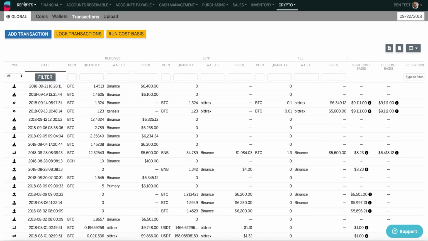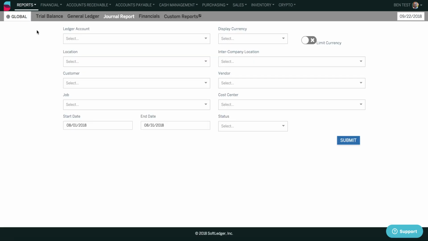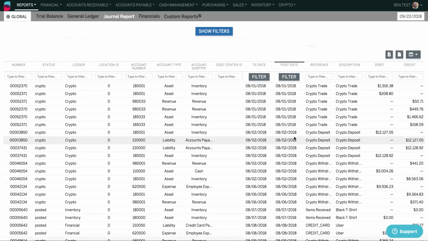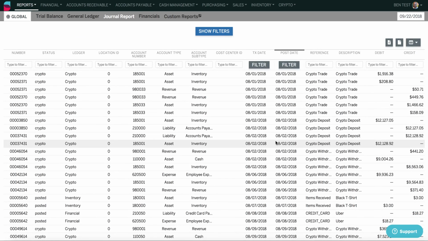All of these journal entries flow through to the general ledger. And here we can see all these journal entries just like any other, and these can be used for either reporting purposes within SoftLedger or exported to another ERP. So SoftLedger can serve as your full accounting system or as an enterprise-grade subledger for your crypto assets.